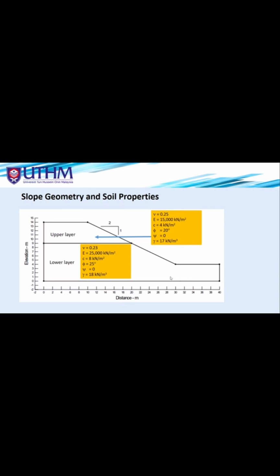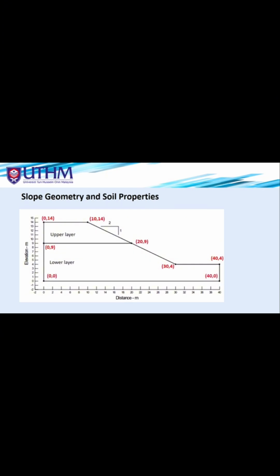So how actually? Before we sketch the geometry of the soil slope, we have to know the coordinates. If you see here, this is the coordinate, starting from 0,0, then 40,0, 44,34, 29,0, 9,0, 14,10, 14. So you have to know the coordinates.